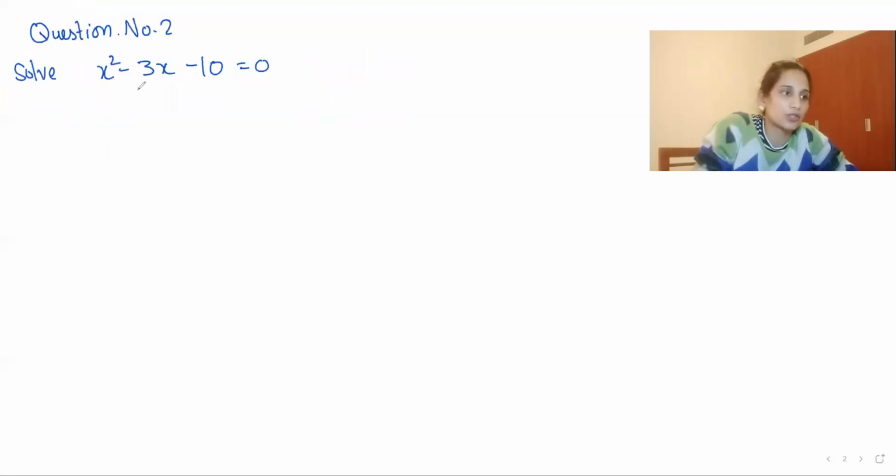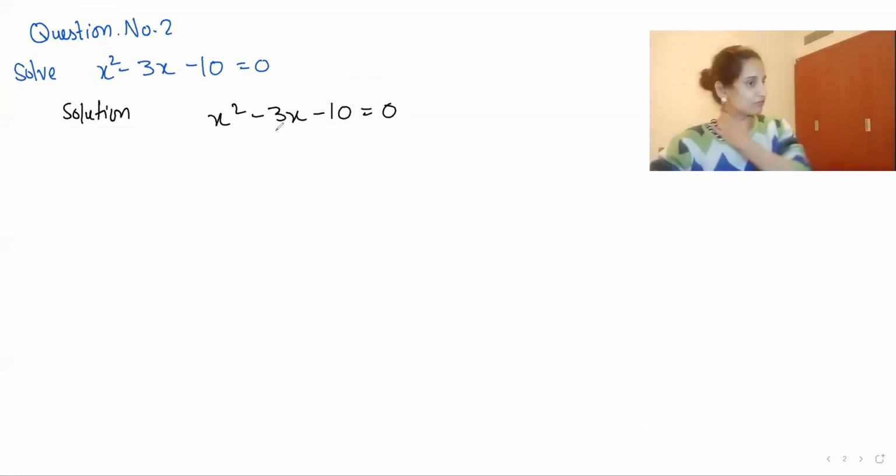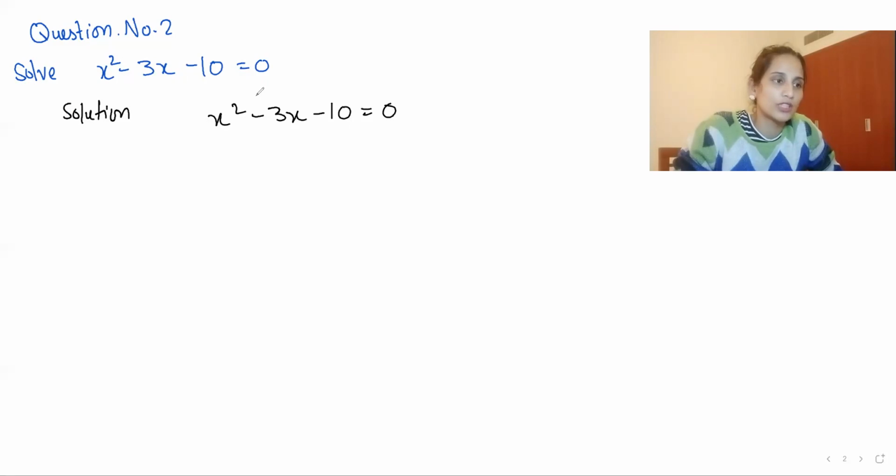Here is the next question. x square minus 3x minus 10 is equal to 0. Let's start solving the question. This question cannot be solved by the difference of squares formula, but we can factor this. We can solve this by the factoring method.